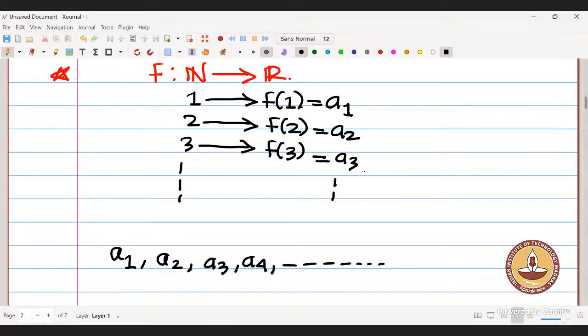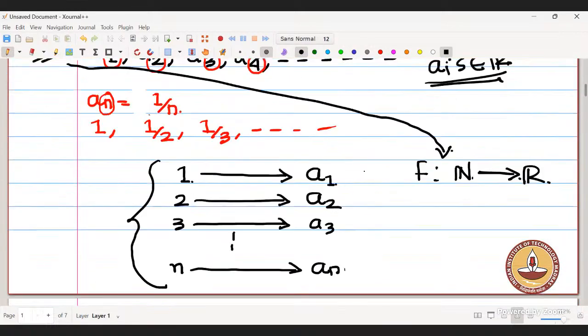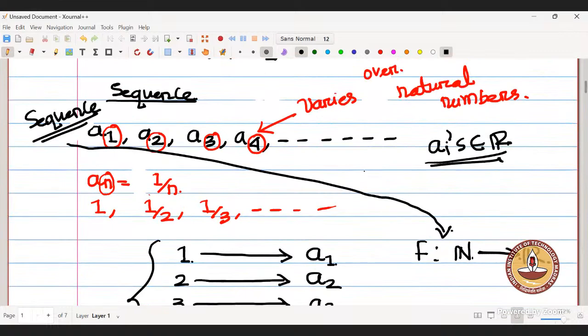That's what I'm telling you. So again, for a function, I can construct a sequence, right? Okay, so initially, from a sequence, I can create a function from the set of all natural numbers to R.